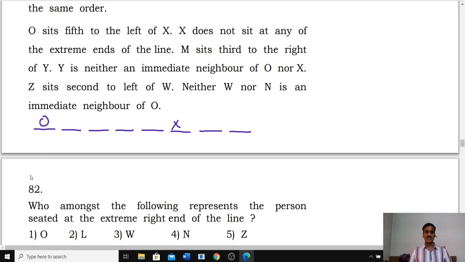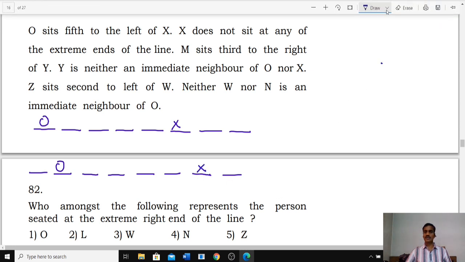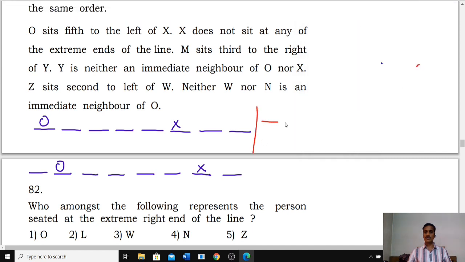Where are the possibilities? 1, 2, 3, 4, 5, 6, 7, 8. O is here, X is here. And the other possibilities. One more possibility, the third one. 1, 2, 3, 4, 5, 6, 7, 8. If O is third, X is at the last place. O is seated third, fifth to the left of X. X does not sit at any one of the extreme ends. X is not at the extreme ends. This case is ruled out.